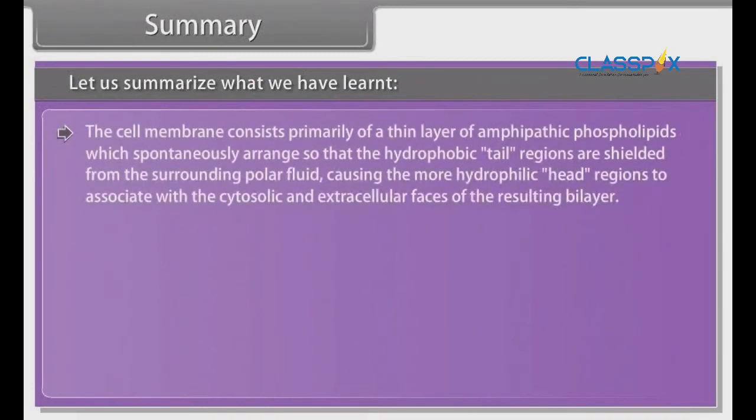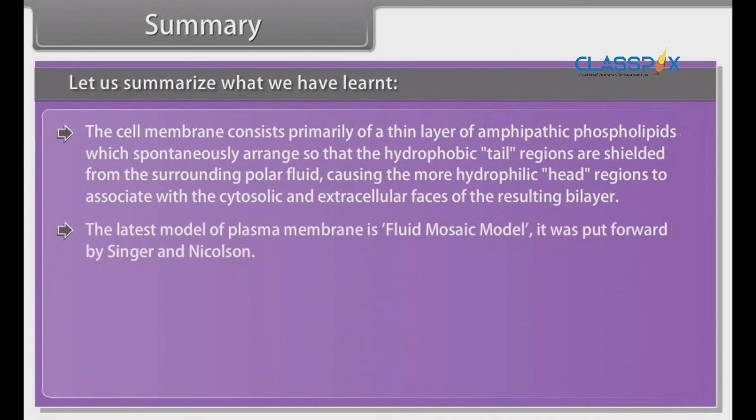The cell membrane consists primarily of a thin layer of amphipathic phospholipids which spontaneously arrange so that the hydrophobic tail regions are shielded from the surrounding polar fluid, causing the more hydrophilic head regions to associate with the cytosolic and extracellular phases of the resulting bilayer. The latest model of the plasma membrane is the fluid mosaic model. It was put forward by Singer and Nicolson.